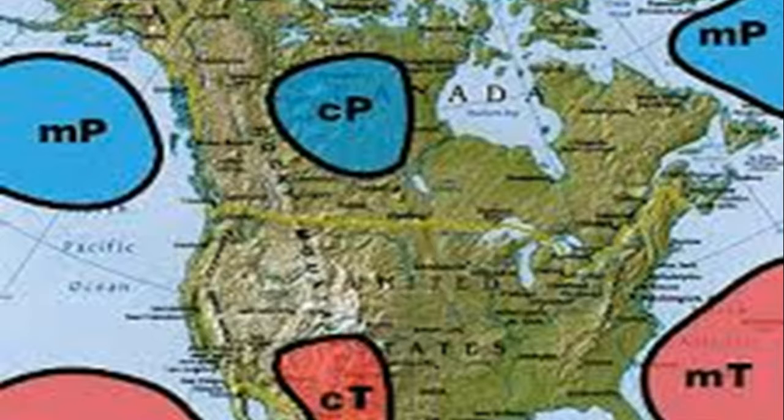And if you move down to the bottom of the map, in the southern region here, you see a CT for continental tropical. This is an air mass that forms at lower latitudes over land. This is going to be a warm, dry air mass. And if you look over to the east off the coast of the United States, you see an MT, maritime tropical, which will be a warm, moist air mass.